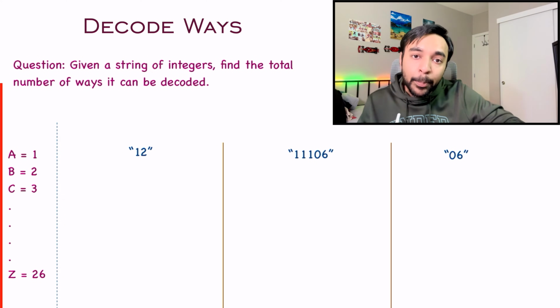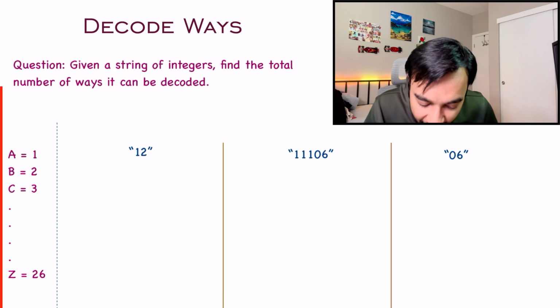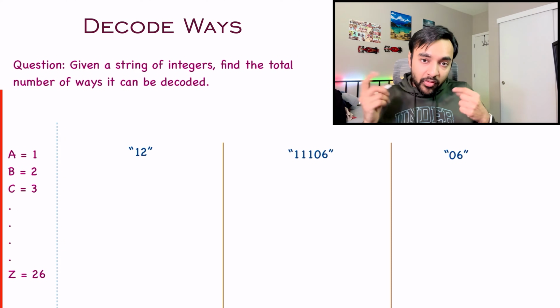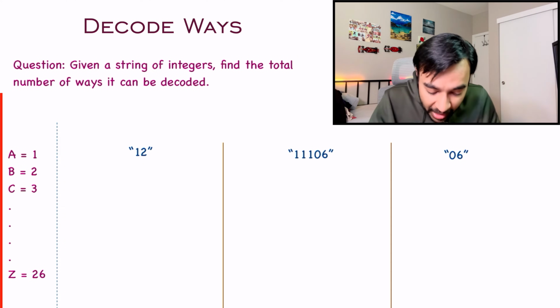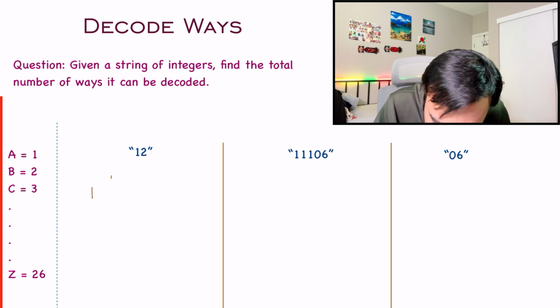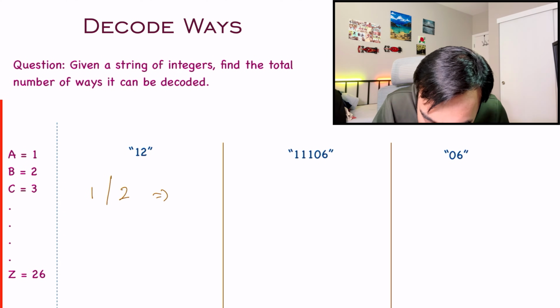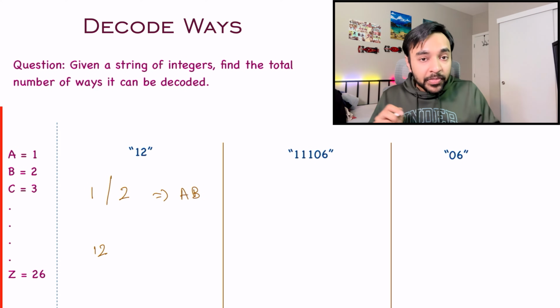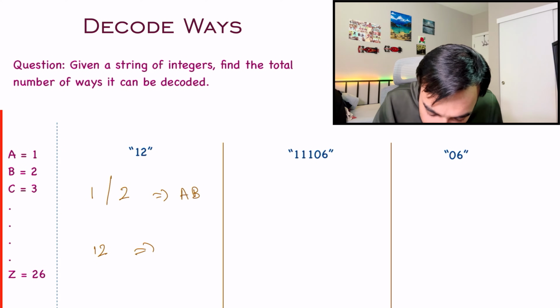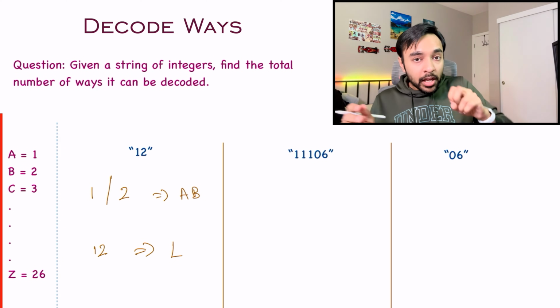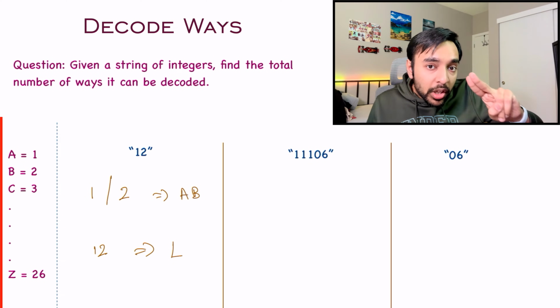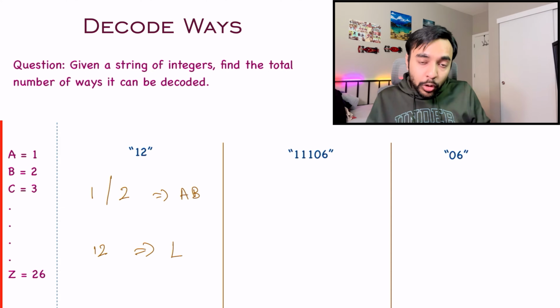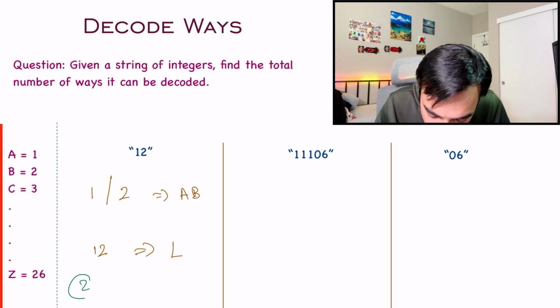For example, in my first test case, I have the string as 12. Now, if I try to decode it, either I can do 1 and then a 2, which will give me AB, or I can treat this as a single number itself, and then this is going to give me L as my answer. So I was able to decode it in two different ways. So for the first test case, 2 will be your answer.